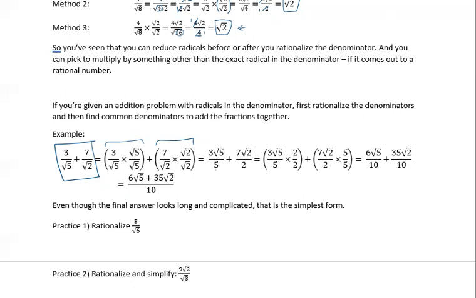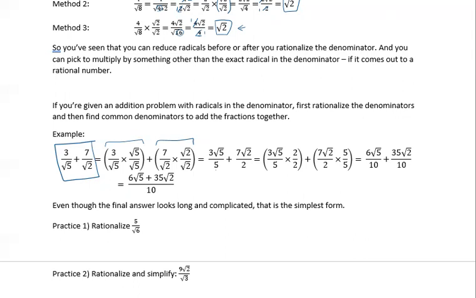So I have 3 square roots of 5 over 5. And on this one, I have 7 times the square root of 2, and then square root of 2 times the square root of 2, which is 2. So now these are my 2 fractions that I need to add together. Now I have a 5 for one denominator and a 2 for the other denominator. I need them to be the same denominator so that I can add them together.